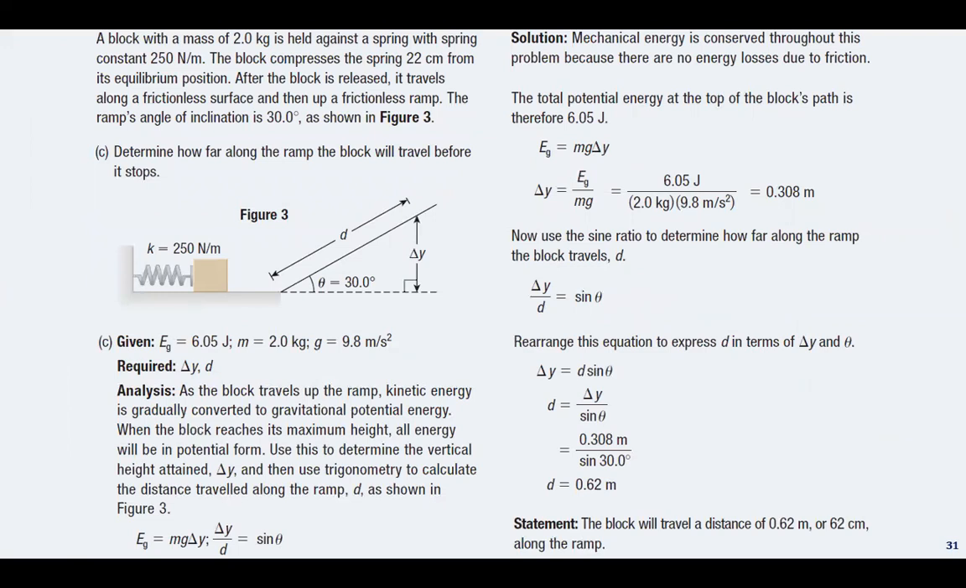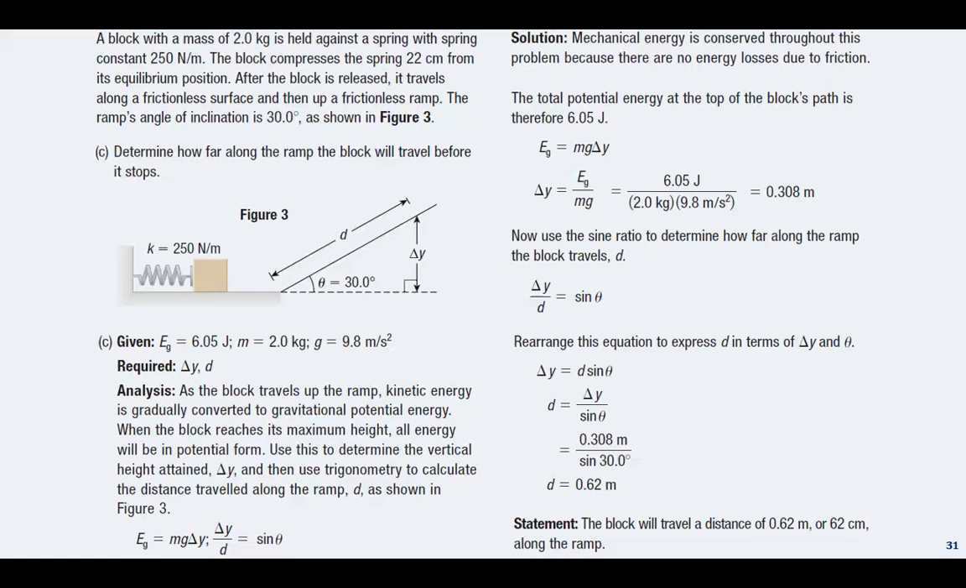As the block travels up the ramp, kinetic energy is gradually converted to gravitational potential energy. When the block reaches its maximum height, all energy will be in potential form. Use this to determine the vertical height attained, delta y, and then use trigonometry to calculate the distance traveled along the ramp, d, as shown here in figure 3. Okay, first of all, the gravitational potential energy is mg delta y. Also, we have delta y over d is sine theta, right?